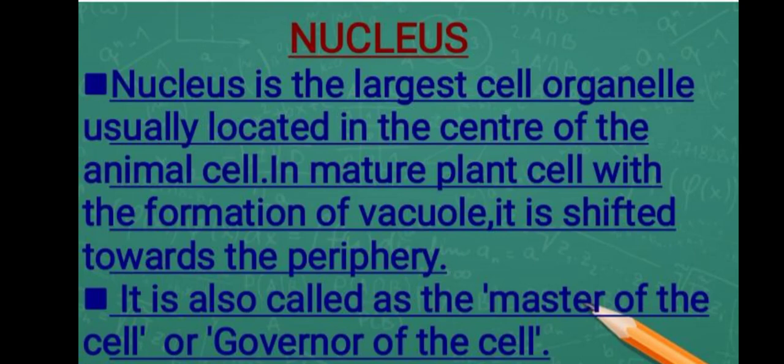Let's see about nucleus. Nucleus is the largest cell organelle usually located in the center of the animal cell. But in case of mature plant cell, with the formation of vacuole, it is shifted towards the periphery. It is also called as the master of the cell or governor of the cell on the basis of the functions which it performs inside the cell.